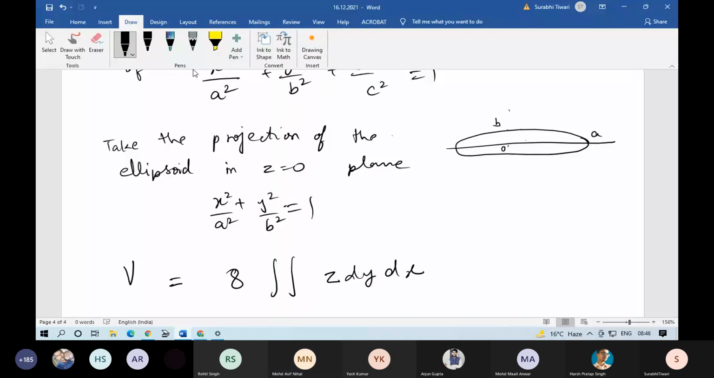ये है y के पैरेलल स्ट्रिप. ठीक. सो y की लिमिट्स वेरी कर रही हैं from here to here. So from 0 to b by a under root of a square minus x square, इलिप्स की इक्वेशन. ठीक. And x की लिमिट्स from 0 to a.